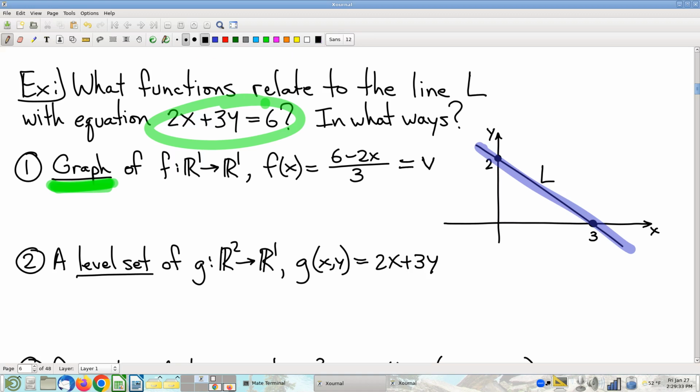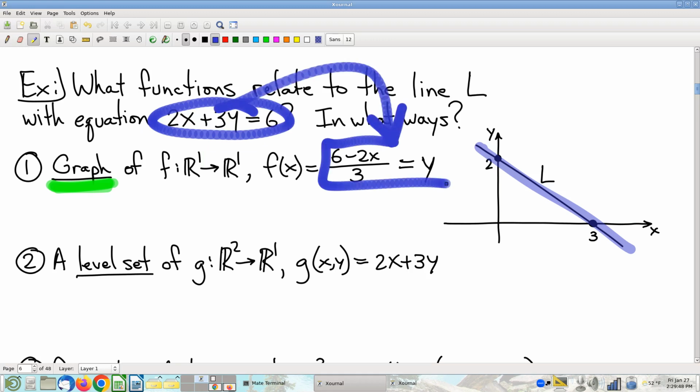Solve for y, right? Little easy algebra. Easy algebra to turn this into this. And notice, having done that easy algebra, now it's written as a graph.